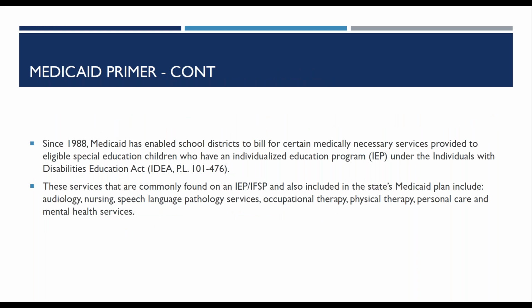And as was mentioned, since 1988, Medicaid has permitted school districts to bill for certain medically necessary services that they provide to special education students who have IEPs. And while this can differ based on what is allowable under the state plan, most of these services that are allowed include audiology services, nursing services, speech-language pathology services, occupational and physical therapy, personal nursing, and mental health services. Those are the ones that are almost universal, I would say, in terms of reimbursement for districts.